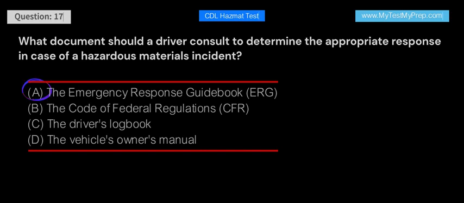Answer A. The Emergency Response Guidebook, ERG, should be consulted to determine the appropriate response in case of a hazardous materials incident. The ERG provides guidelines for responding to incidents involving hazardous materials and helps protect the driver, public, and environment.